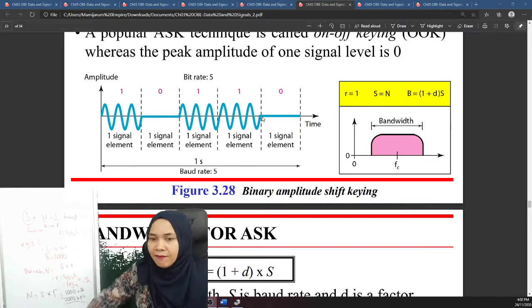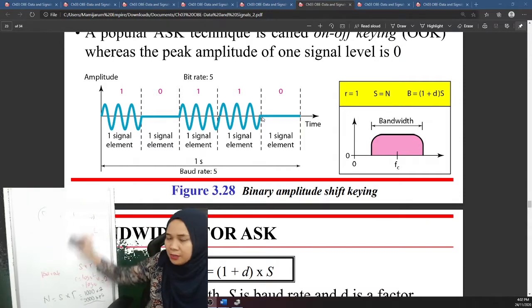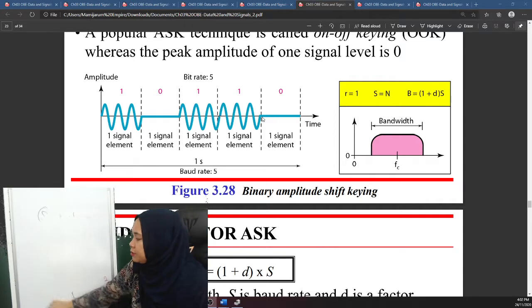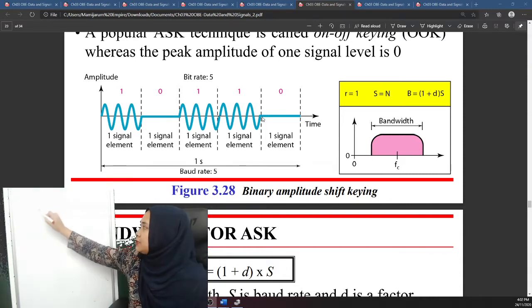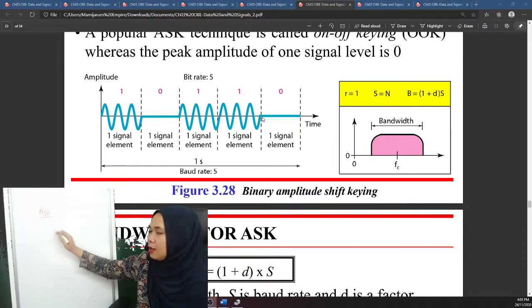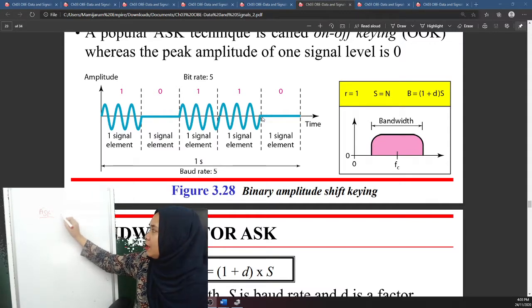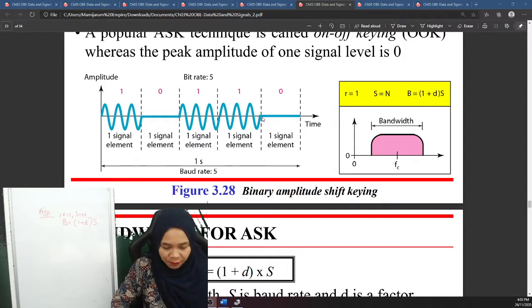What you have to remember from here, whether it is ASK or FSK, is that you must remember the formula for each one, just like the basics earlier for calculating baud rate and bit rate. So now, this is ASK. The ASK method has this formula: R equals 1, S equals N, and we have B, which is bandwidth, equals 1 plus d, multiplied by the baud rate. This is the formula for ASK.